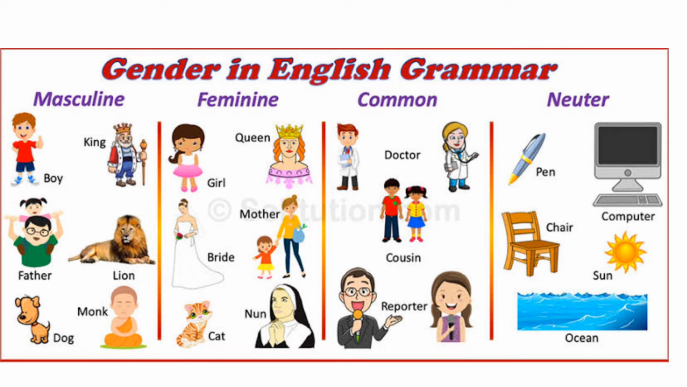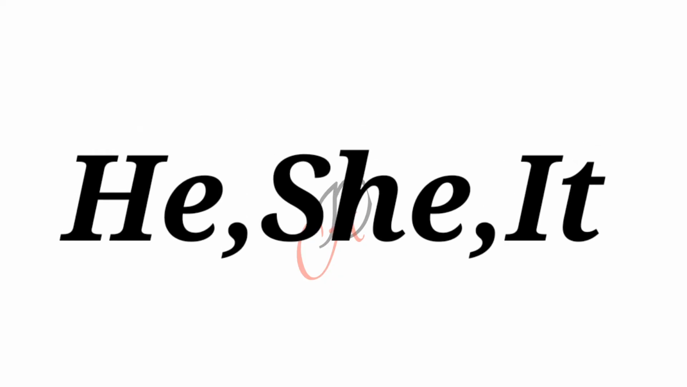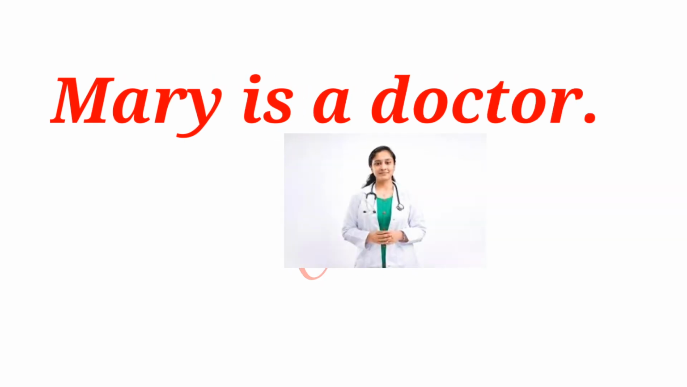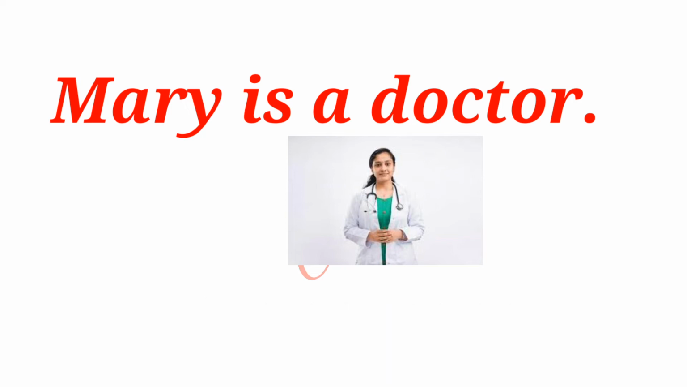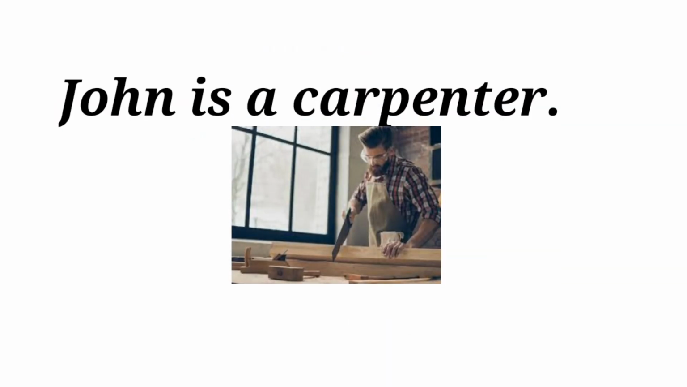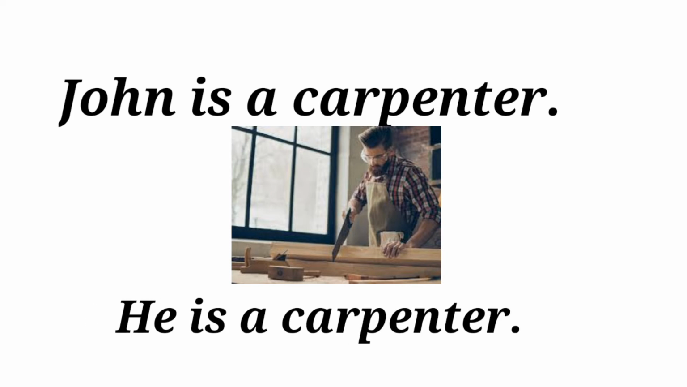Okay guys, these are the four noun genders, and let's now move on to how to use the pronoun genders like he, she, it. Let's take an example. Mary is a doctor. In the given example, Mary is a feminine gender and doctor is a common gender. When we want to change this noun gender Mary into a pronoun gender, we use she is a doctor. Similarly, when we take a masculine gender and change it into pronoun gender, for example, John is a carpenter. Here, John is a masculine gender and carpenter is a common gender. When we change it into pronoun gender, we use he is a carpenter.